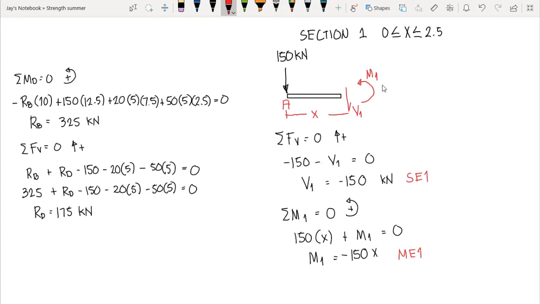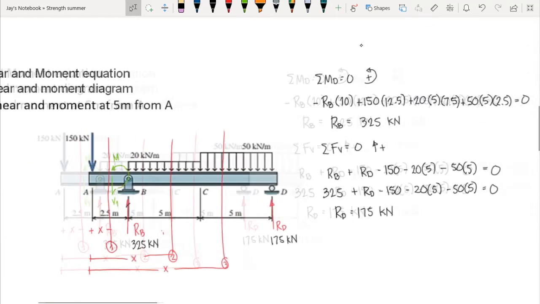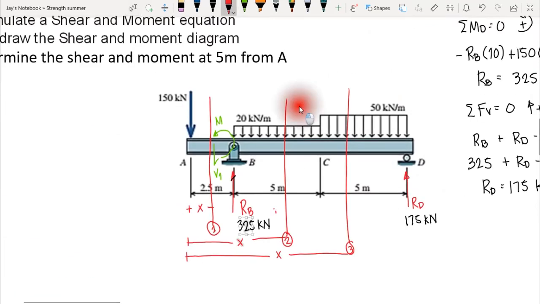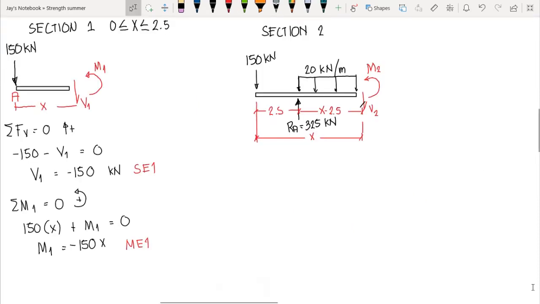So we are done with section 1. So let's now try to isolate section 2. Now in section 2, if we isolate this, we could have our 150 kilonewton included and a portion of the 20 kilonewton per meter also included in our cut section, as well as our support RB. So then we have our section 2 here that is isolated from the entire beam.